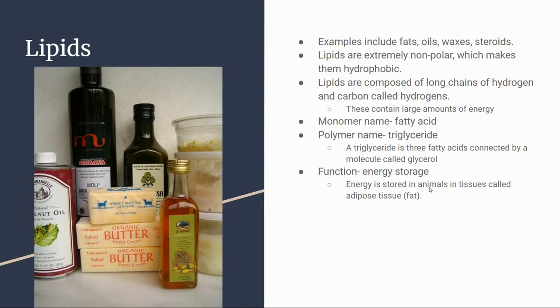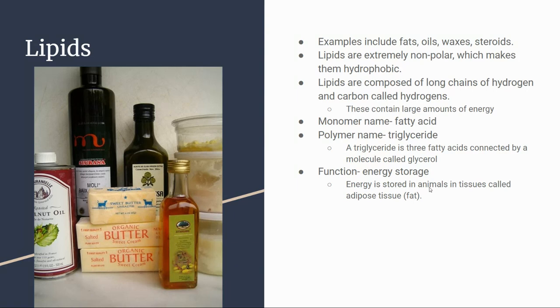All right, so lipids will be the next macromolecule that we go through. So examples include fats, oils, waxes, or steroids. Lipids are extremely nonpolar, which makes them hydrophobic. And remember, hydrophobic means water-fearing. Lipids are composed of long chains of hydrogen and carbon called hydrocarbons. These contain large amounts of energy.